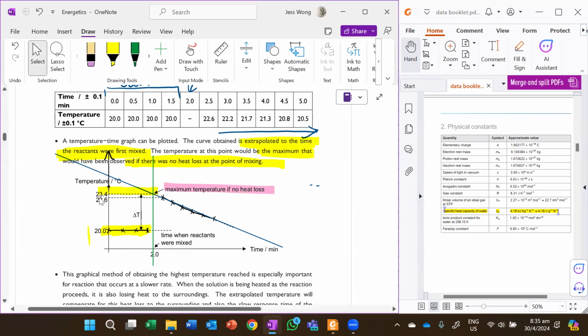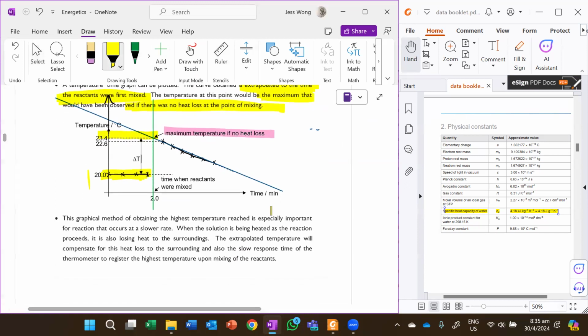So if from this graph you get 23.4, you will find that in your table there is no 23.4. You do not get 23.4 in the readings, but when you extrapolate, you will be able to get a higher value because you're factoring the rate of heat loss back into the experiment. This graphical method to obtain the highest temperature is important for reactions that occur very slowly. When a solution is reacting very slowly, there will be constant heat loss to the environment. So the extrapolated temperature will help to compensate for the loss to the environment for slow reactions and for reactions where your thermometer is not sensitive.